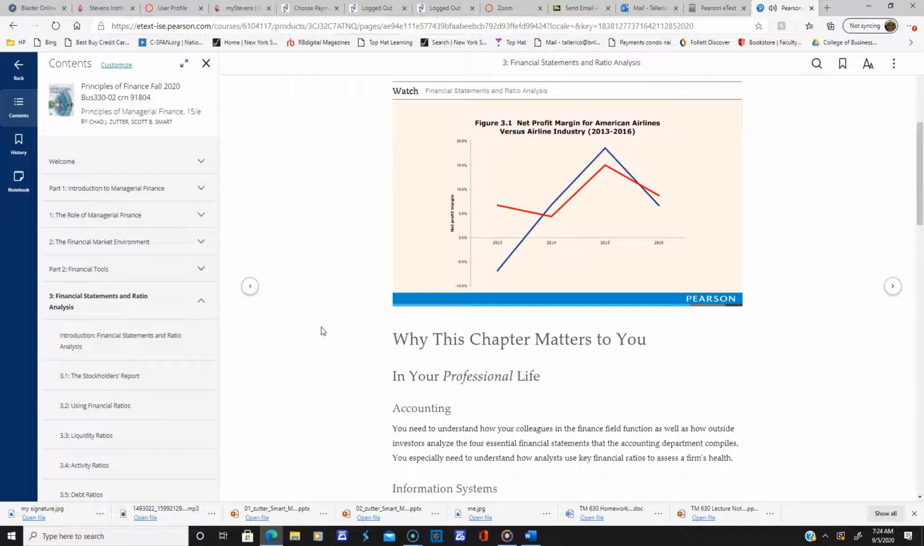American earned a higher net profit margin than the industry in 2014 and 15, but it lagged the industry in 2013 and 2016. So the story here is that American's profitability is more or less typical for the industry. That might be a little surprising in light of the fact that American is the world's largest airline.